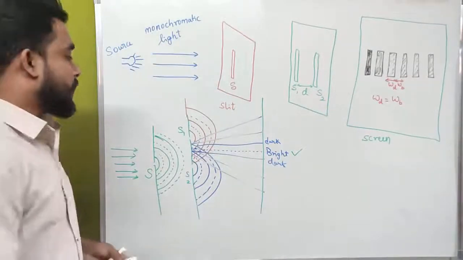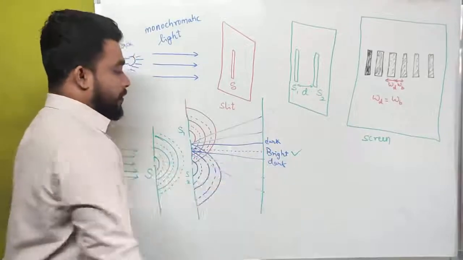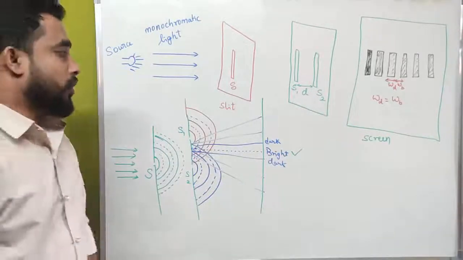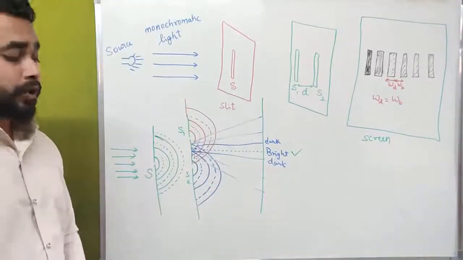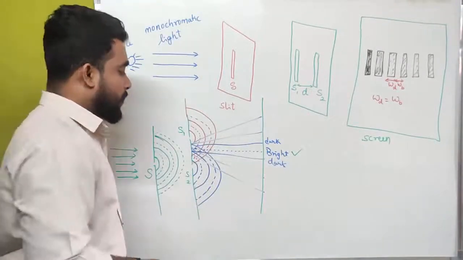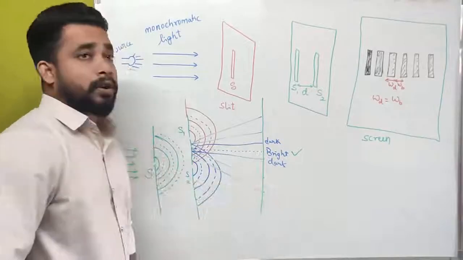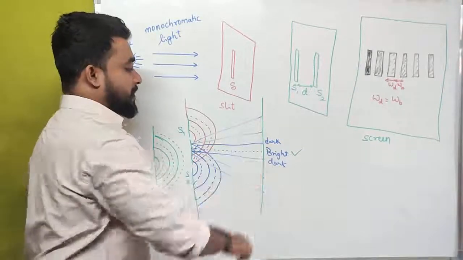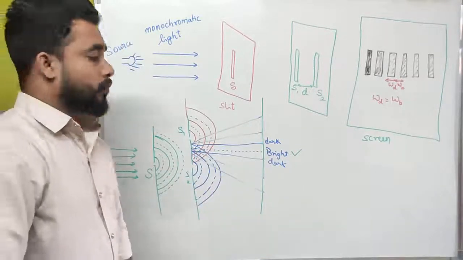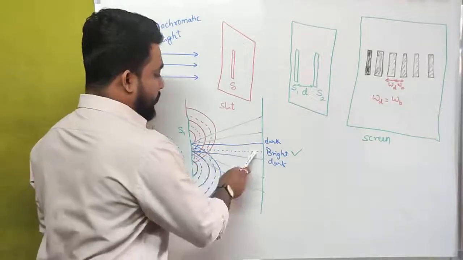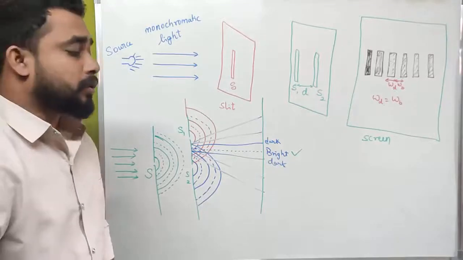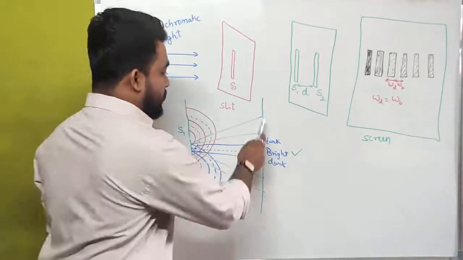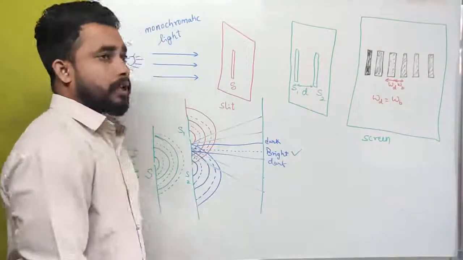At the center of the slits S1 and S2, or the center of the screen, there has to be a bright fringe only. Why? Because the path difference or phase difference at the center of the screen is 0. That is why the center fringe has to be a bright fringe.